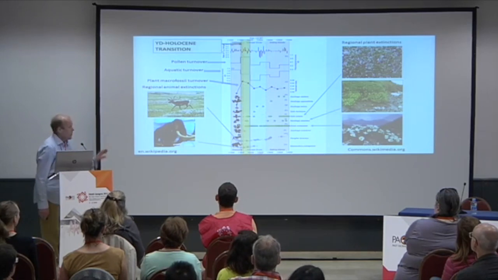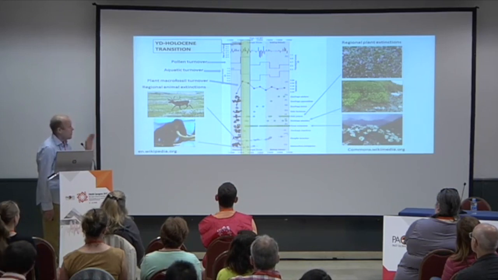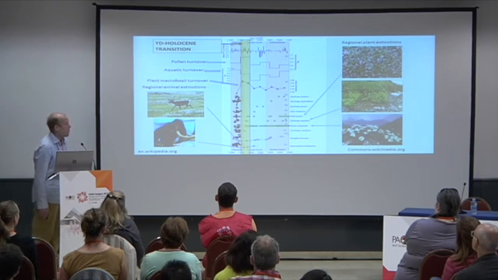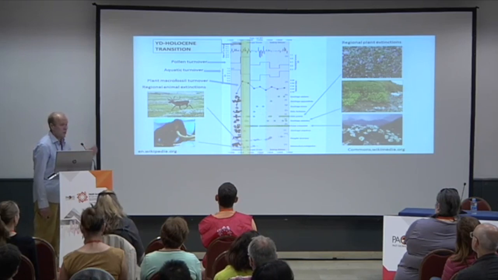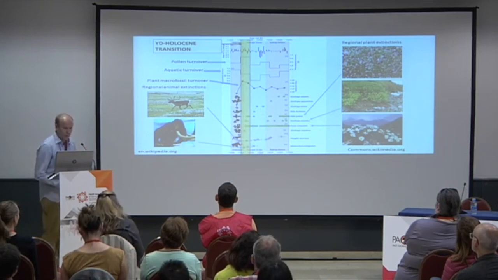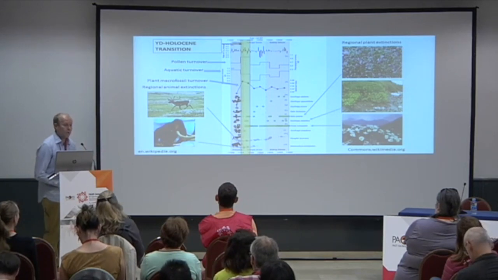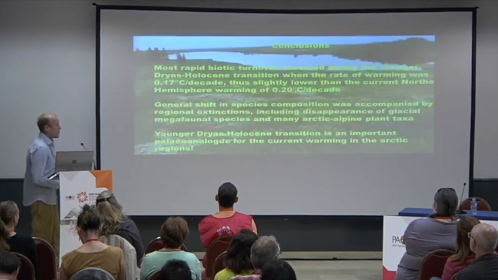Okay, as we can clearly see, the most distinct compositional turnover in these different components seems to take place at the Younger Dryas Holocene transition, both in pollen, plant macrofossils, and in terms of regional extinctions. So that's the key transition period in the Pleistocene Holocene transition, at least in this part of Europe.